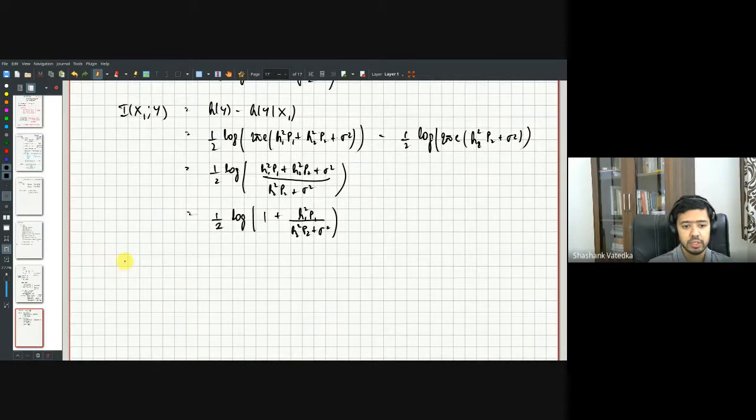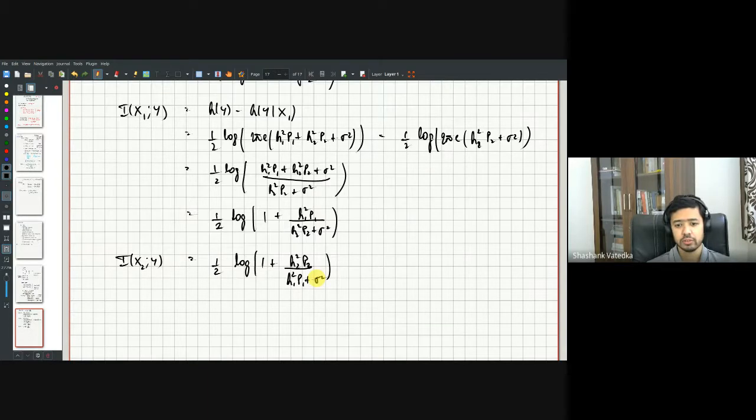Right, and similarly, I of x2 y is equal to half log 1 plus h2 square p2 divided by h1 square p1 plus sigma square.